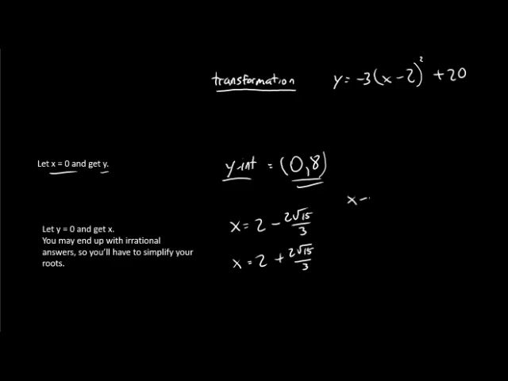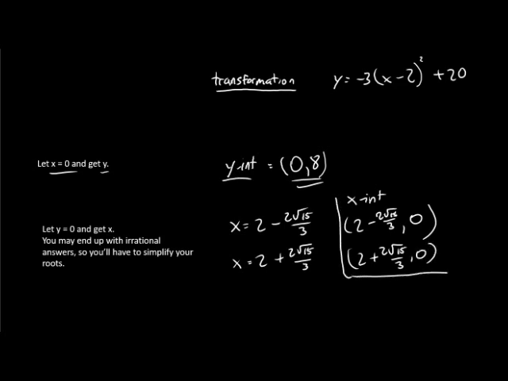Therefore, our x-intercepts are going to equal this. We'll say (2 minus 2 root 15 over 3, 0), because our y was 0, and also the positive version, (2 plus 2 root 15 over 3, 0) again. This is how we find our intercepts using our transformation form.